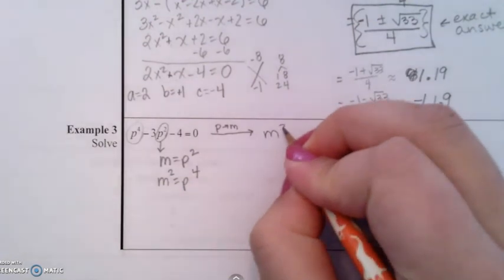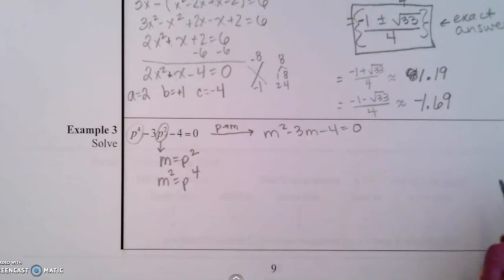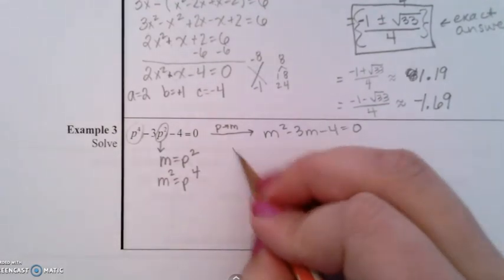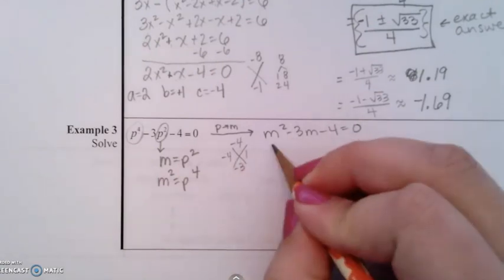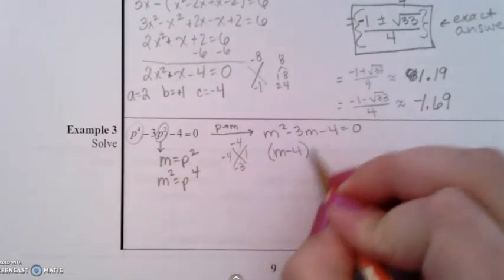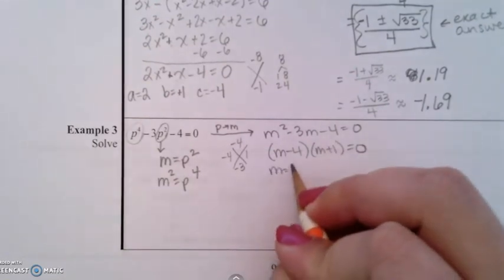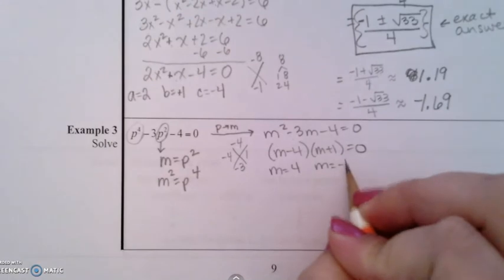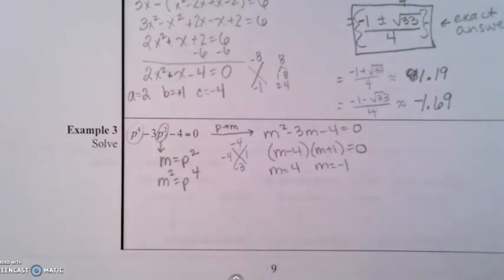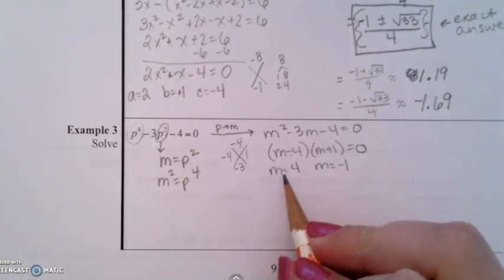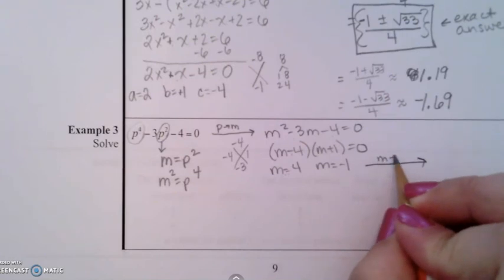So we have m squared minus 3m minus 4 equals 0. We want to see if we can factor that. Two numbers that multiply to -4 and add to -3 are -4 and 1. So that's m minus 4 times m plus 1. Then m is 4 and m is -1, right? Set each factor equal to 0 and solve for that variable. But our question was not in terms of m. We need to substitute back in from m to p.